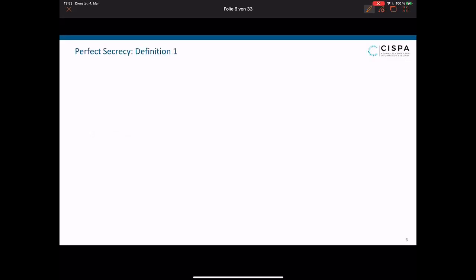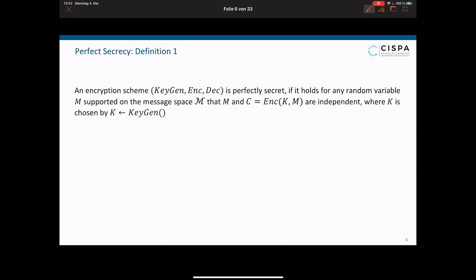And here's a modern incarnation of Shannon's definition. The way Shannon originally defined this in 1949 was probably a bit clunky and unwieldy, hard to work with. So here we see a modern incarnation of this definition, which essentially says the same thing.